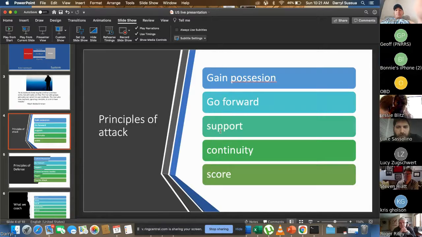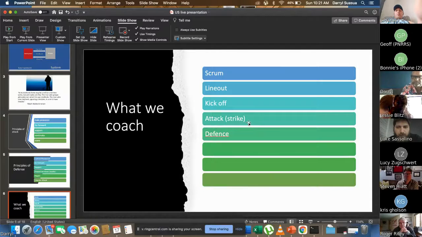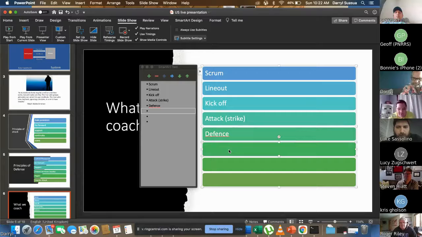If we're looking at support, what do we coach? Like moving without the ball. I'm not sure the best way to phrase that. Yeah, you're right. Would it be spacing? Yeah, spacing. Perfect.